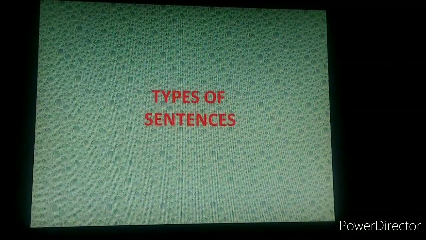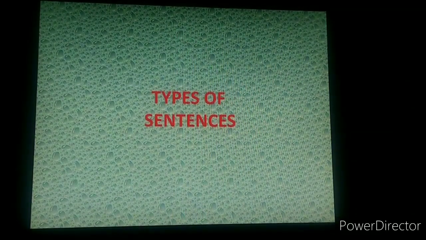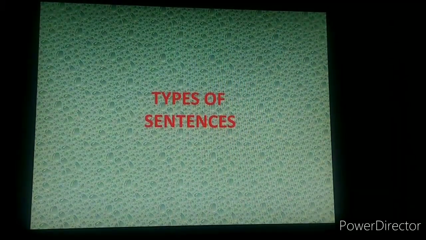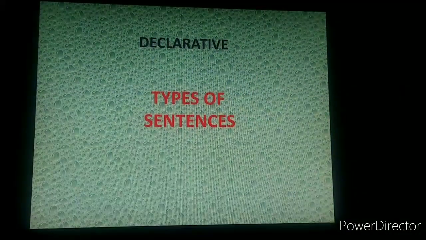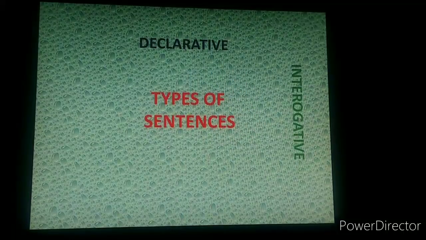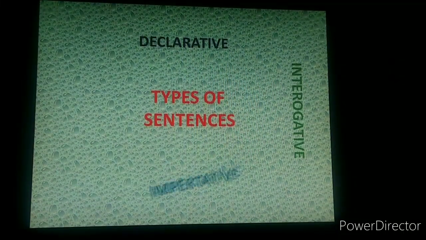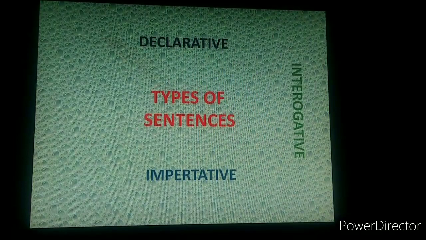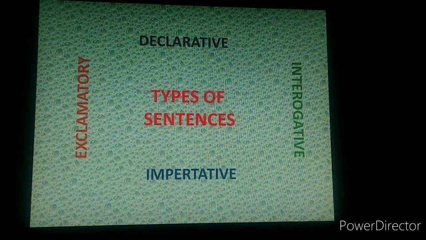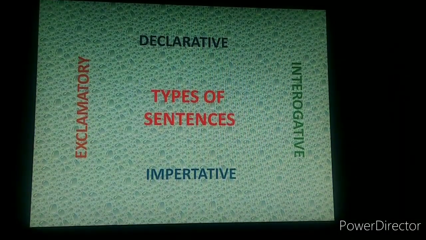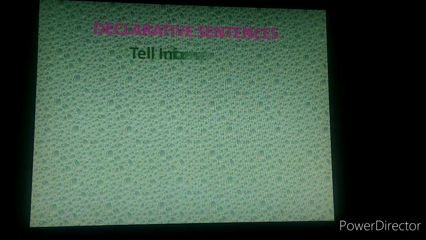Now, what are the different types of sentences? Mainly there are four types of sentences. First, declarative sentence. Second, interrogative sentence. Third, imperative sentence, and the fourth one is exclamatory sentence. Now we will discuss them one by one. First, the declarative sentence. It is also known as an assertive sentence.